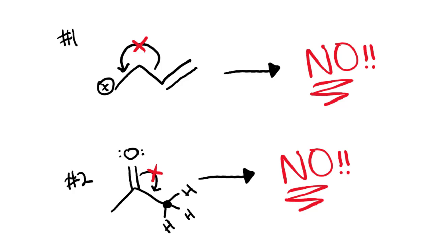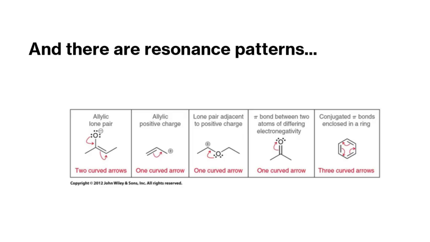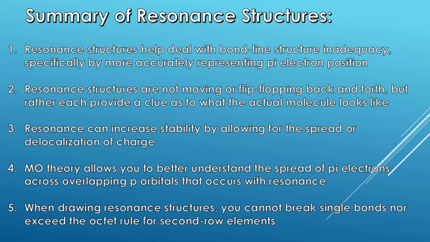Now that we talked about how you cannot move the electrons using resonance arrows, the next video is going to discuss the 5 resonance patterns. I really like how these are presented in the Klein textbook, so that's where this image comes from. But I'll discuss examples with you guys in terms of how to utilize these 5 resonance patterns in order to draw any resonance structure for a molecule that you're given.